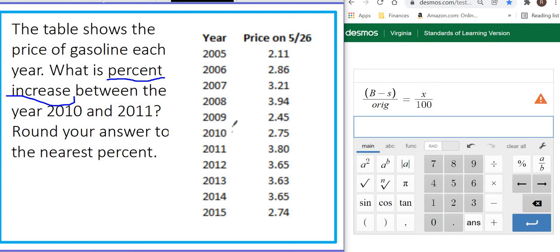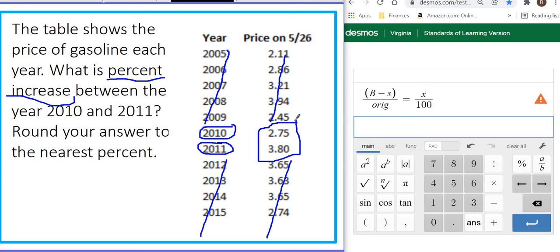Between the year 2010 and 2011. So those are the years, nothing else matters. So I'm going to X out all of these and I'm going to get rid of all of these. So that means the only two numbers we're worried about are those right there. Okay, and it says round your answer to the nearest percent. So I'll show you how to do that.